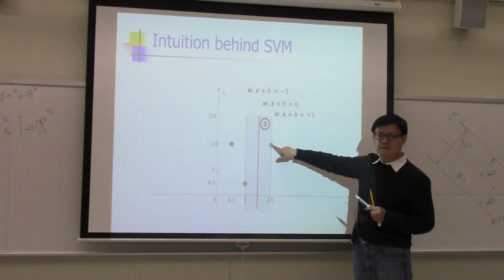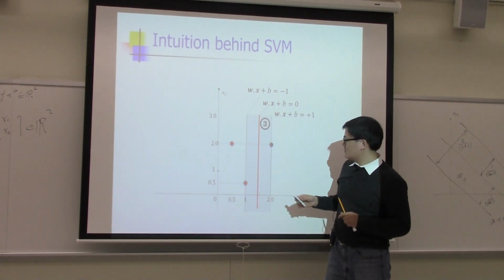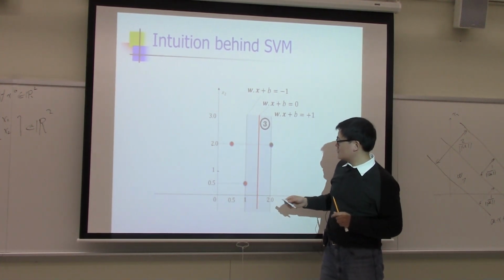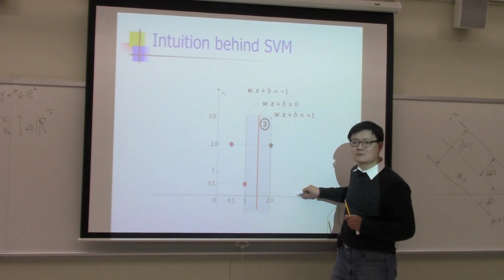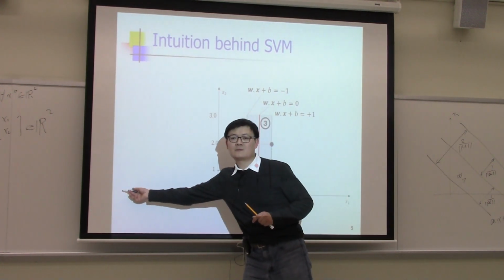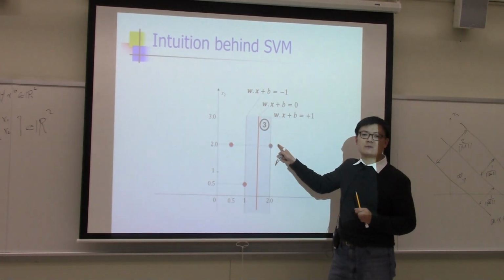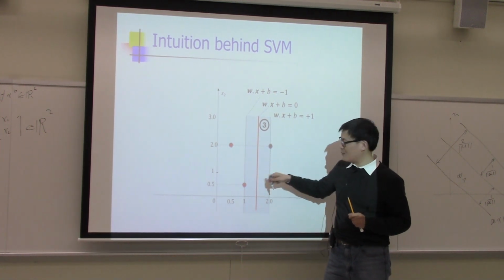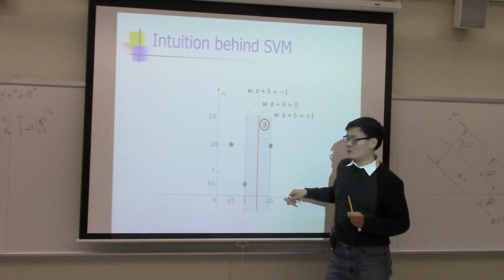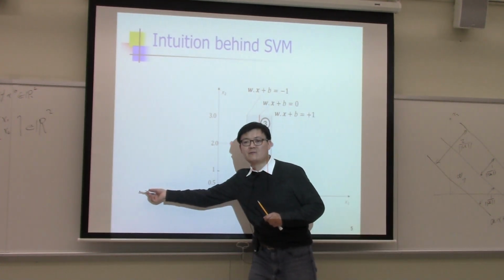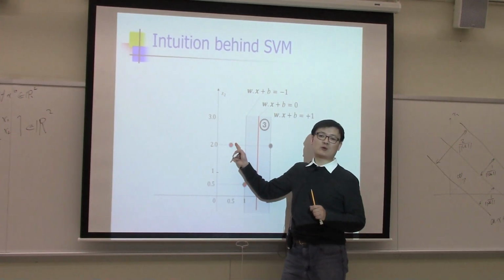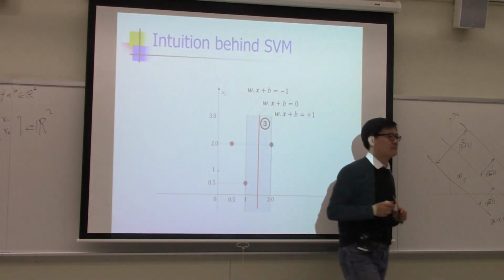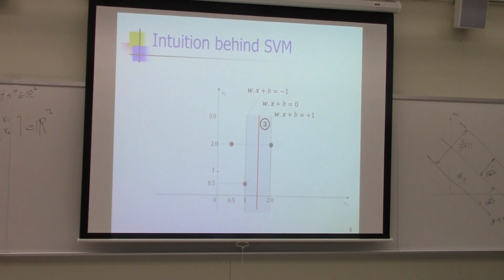So keep in mind, the direction of W should be either this direction or this direction. Because we define black as the positive class, we basically constrain W to go this direction. If you pick W going the other direction, then you define red to be positive. You follow? Okay. Any other question?